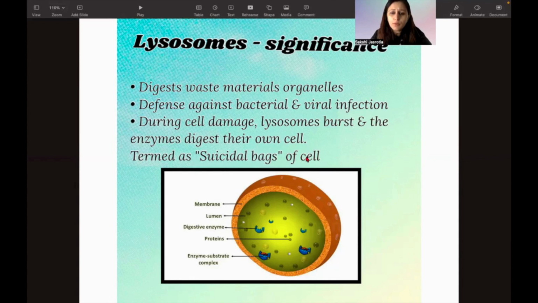Suicidal bags क्यों कहा गया है इनको? क्योंकि in some cases, whenever the cell has some malfunctioning or is not functioning in the proper manner, then what happens? These lysosomes end up digesting their own cell organelles and hence rupturing the cell and causing great damage to the cell. So that is why it is called the suicidal bag.